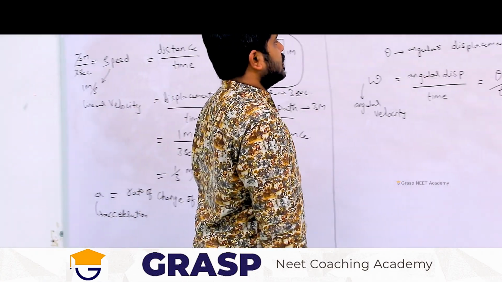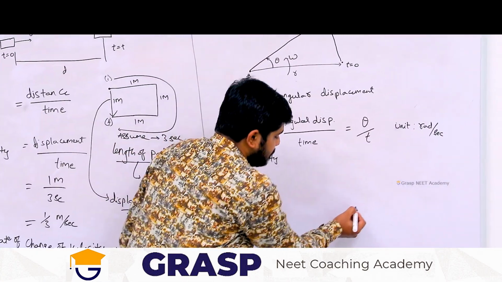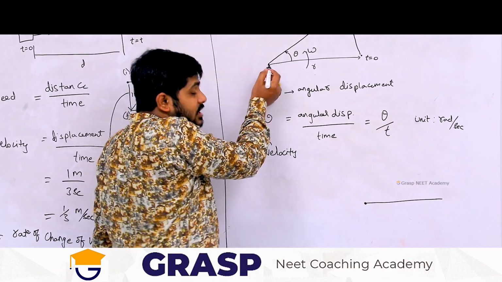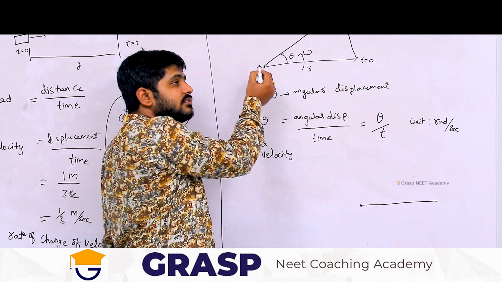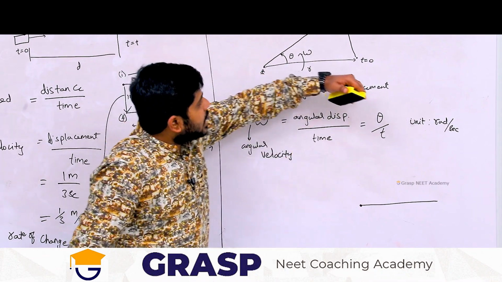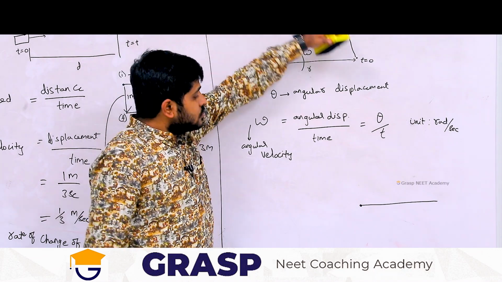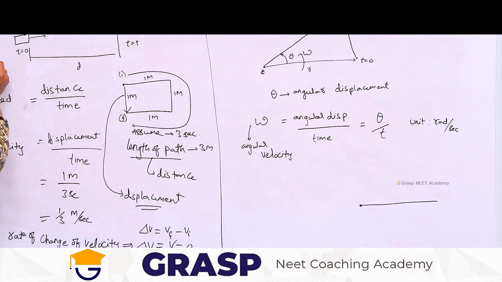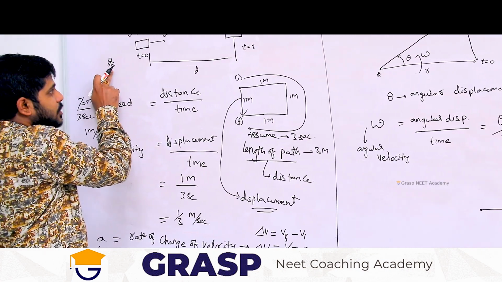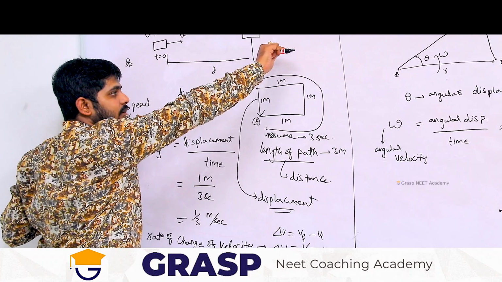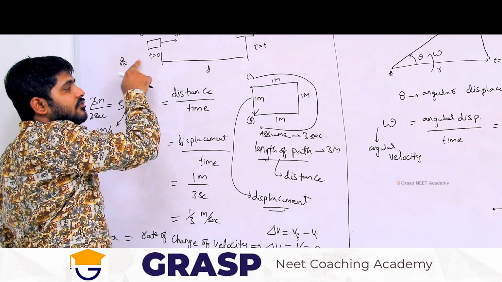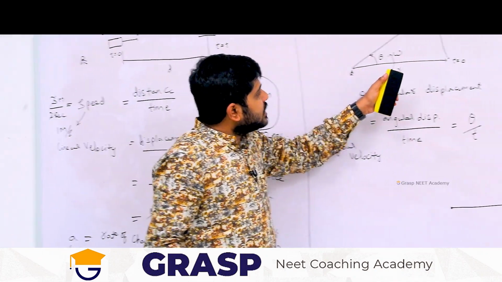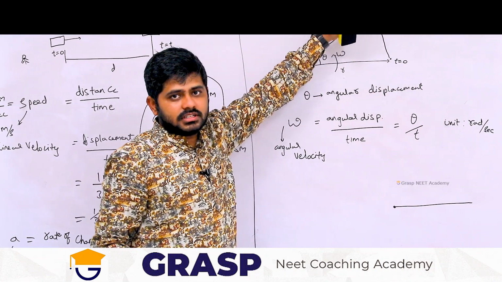Then in rotation, initially the particle is with respect to this axis. The observer is seeing from this position, and the particle is rotating like this, so we consider it as rotational motion. In linear motion, the observer sees the particle go in a straight path, and each and every instant the distance changes. But here, with respect to the observer, the distance will be constant at each and every instant.